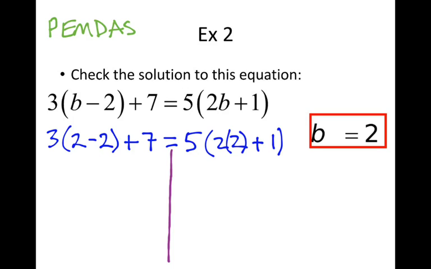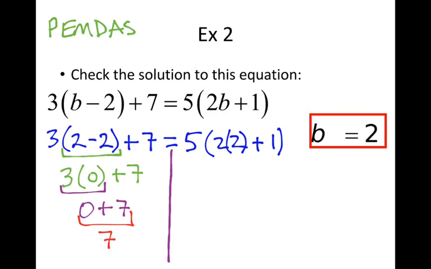On the left side, we're going to start with what's in the parentheses. What's 2 minus 2? 0. So we're going to have 3 times 0 plus 7. We don't have any exponents on the left side, so we move on to multiplication and division. Do we have any multiplication or division here? We have multiplication. What's 3 times 0? 0. So we have 0 plus 7. And then we're down to just addition. What's 0 plus 7? 7. So on the left side we get 7 as our answer. Some people like to circle that answer, show that that's what we got when we simplified the left side.